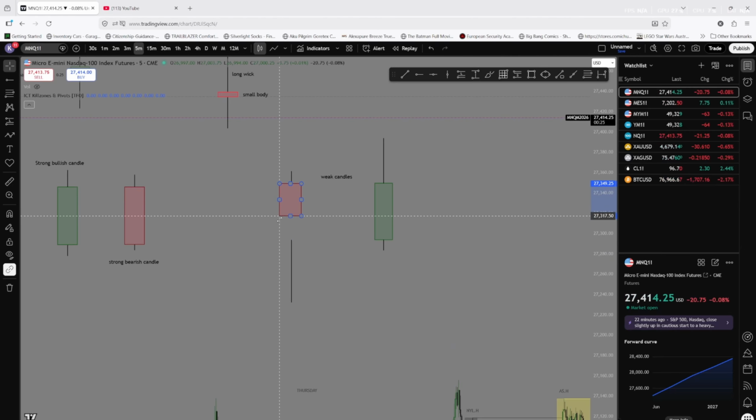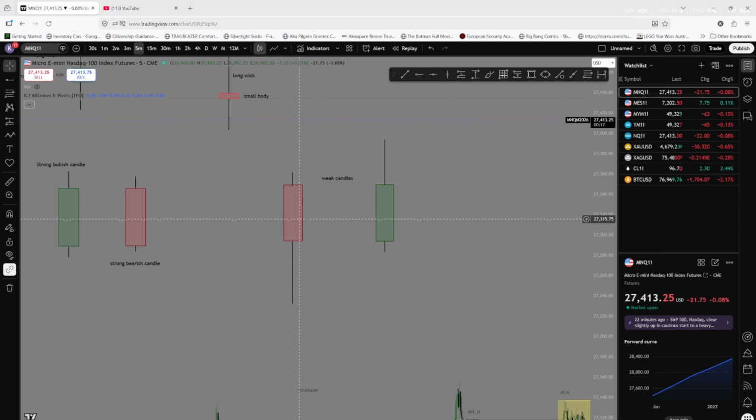Meaning, okay, we don't want to go down. There's slight resistance here, we're pushing back up, and it closed. So that's what a weak candle represents. That's how it forms.